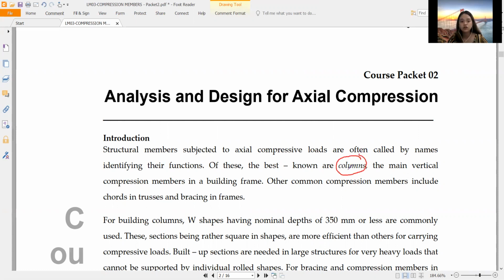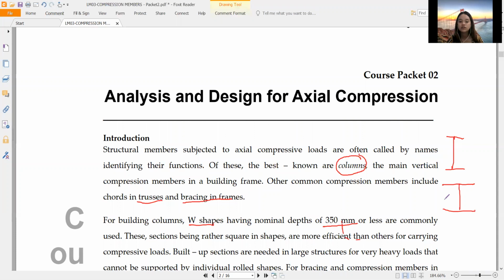But not most of the time columns lang, hindi naman lagi na columns lang yung ating compression members. We also have compression members in the trusses and in the bracing frames. For the columns, we usually use W shapes or wide flange as our columns with a nominal depth of 350 millimeters or less. Okay, this is the obvious difference between beams and columns. Sa beams, mas particular tayo on having deeper depths rather than wider flange. Sa columns, mas gusto natin na wide yung flange kahit na yung ating depth is medyo maliit.